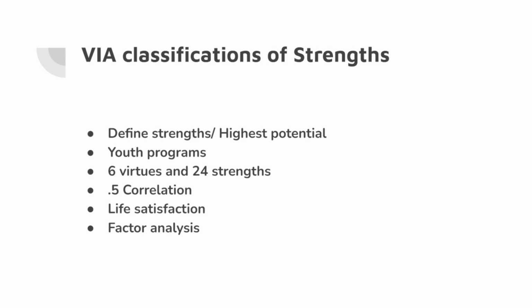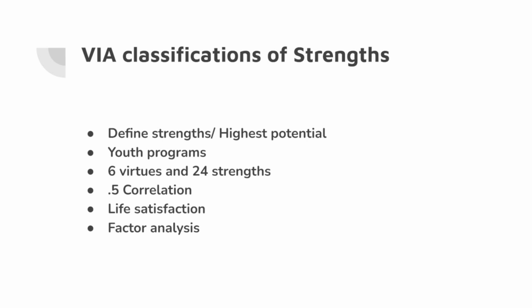If other people think about your strengths and what you're good at, there's going to be a 0.5 correlation between what other people think about your strengths and what strengths you actually get. So they're related, but not 100%. All these virtues are correlated with life satisfaction.